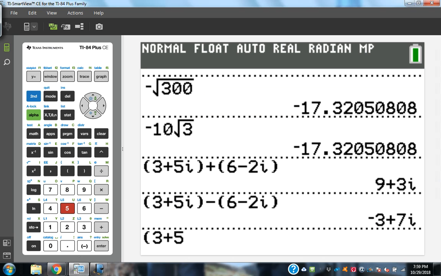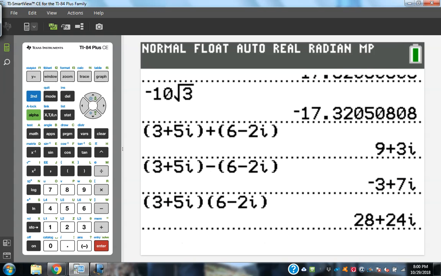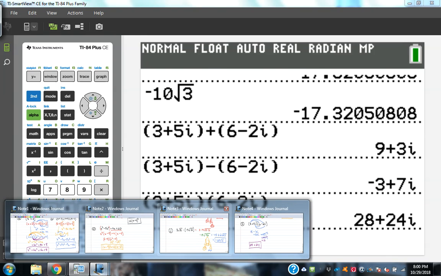3 plus 5i, parentheses, 6 minus 2i, without having to do all that converting with i squared and all that. That's much quicker for multiplication. So I think it's advantageous to do it with the calculator for multiplication. Definitely. Okay. Let's do a division problem.